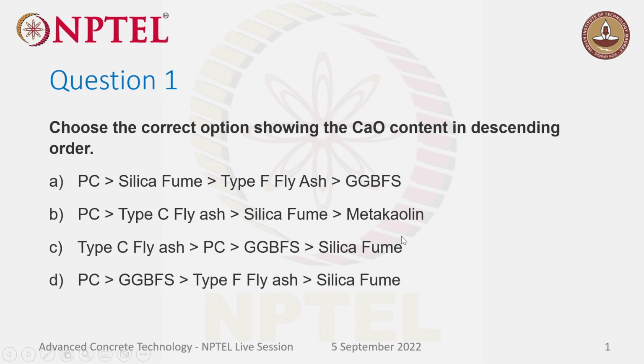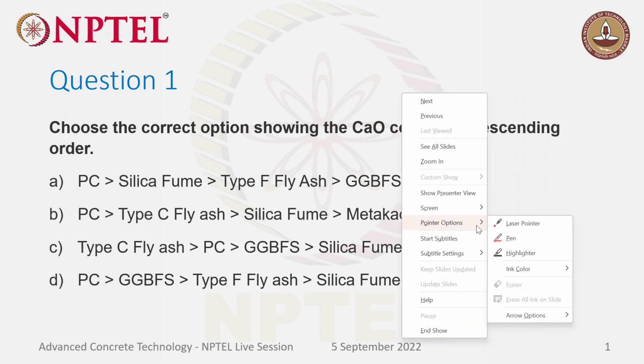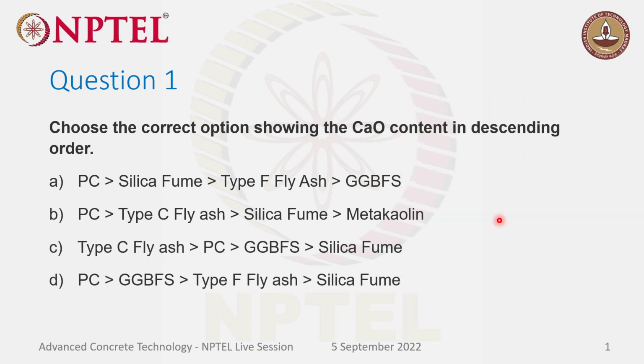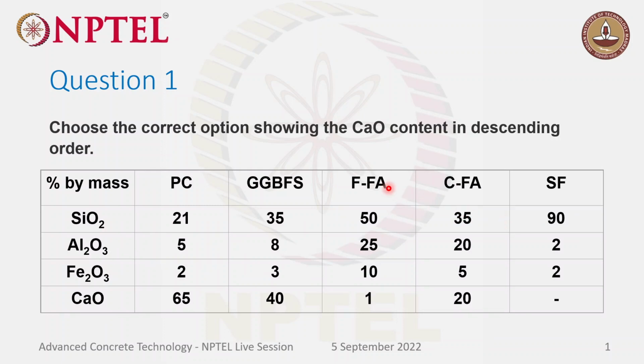Here is the chemical composition. This I took from the lecture PPT, which is shared with you as well. This shows that out of all, Portland cement has around 65% calcium oxide. It will usually be 60 to 70%.